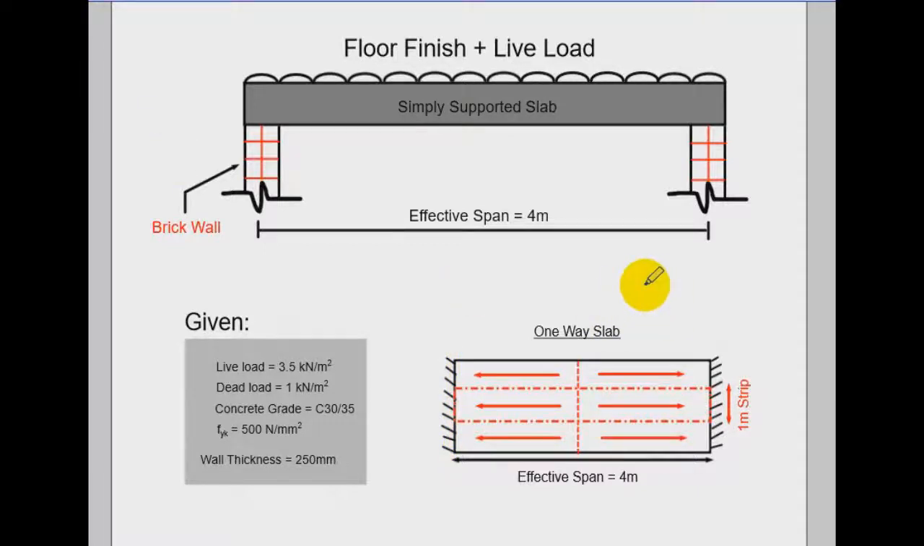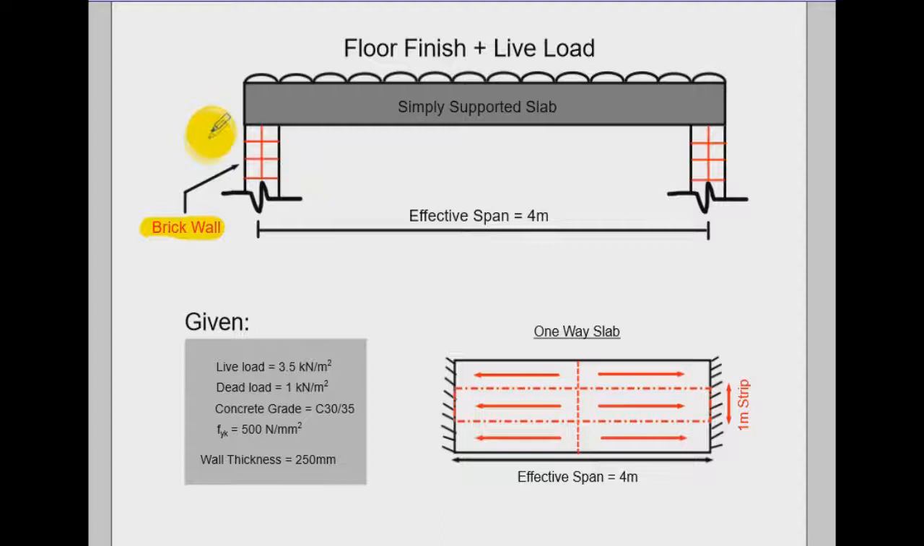Hi everyone, today we're going to explain how to design a simply supported one-way slab as per Eurocode 2. What you can see here is a simply supported slab. It is resting on a brick wall and it has an effective span of 4 meters.